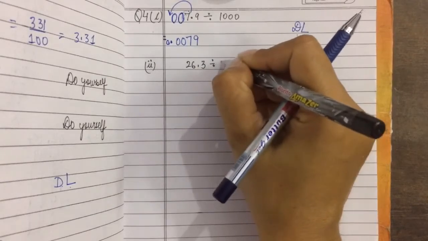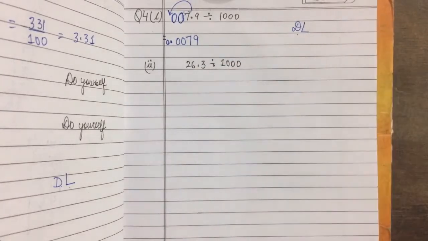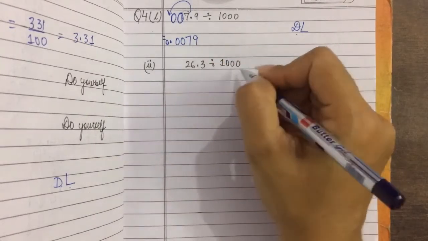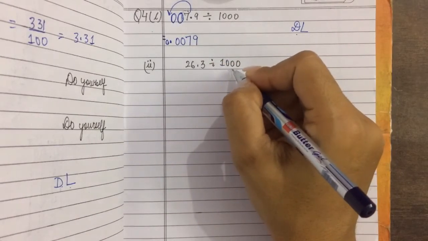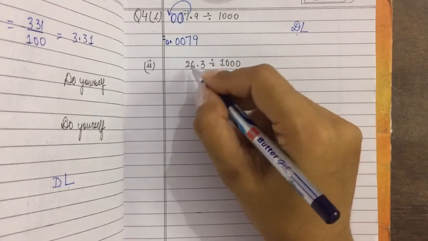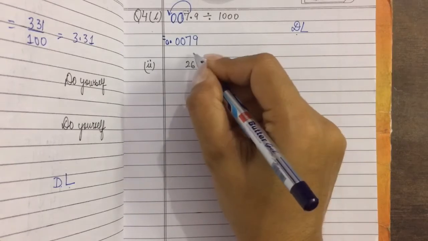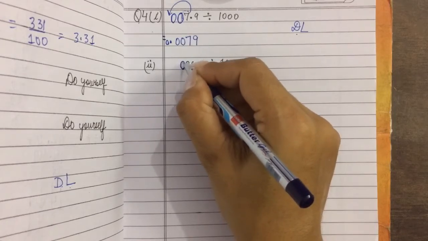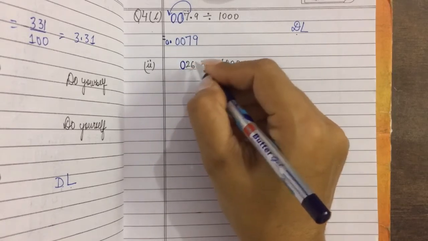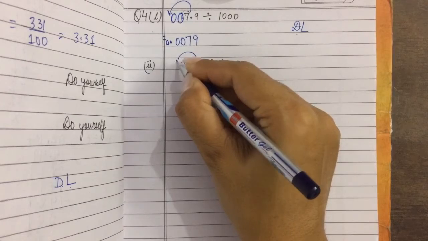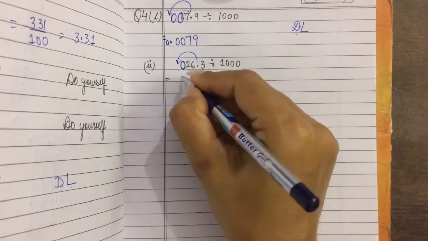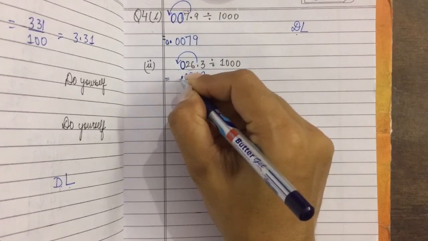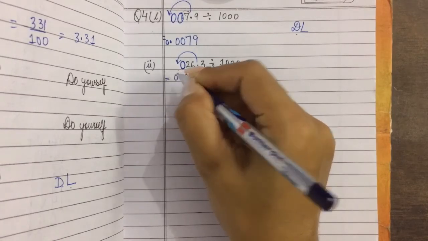26.3 divided by 1000. Moving the point to the left side, division by 1000, 3 zeros. The point has to cross 3 digits, but when the point goes to the left side there are only 2 digits, so I create the third extra digit by putting a 0. Now the point can cross and go right here, so 0.0263, and because there is nothing before the point you can write a 0.